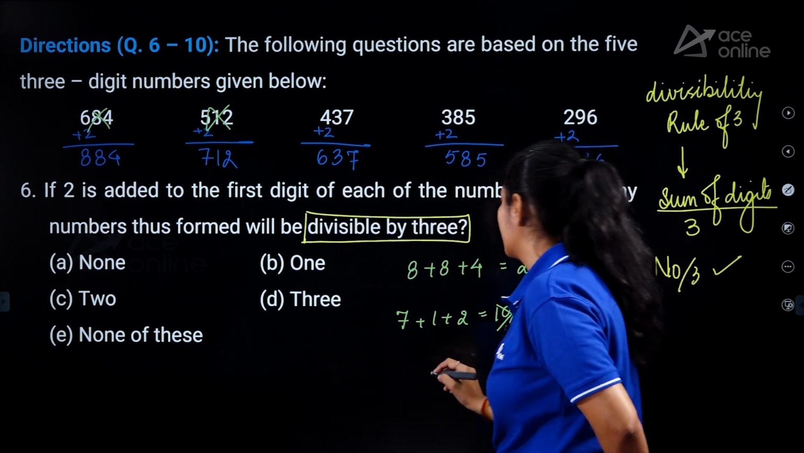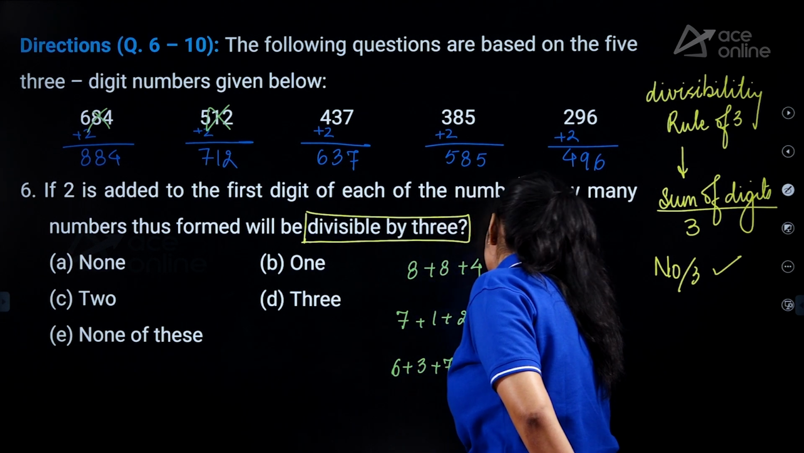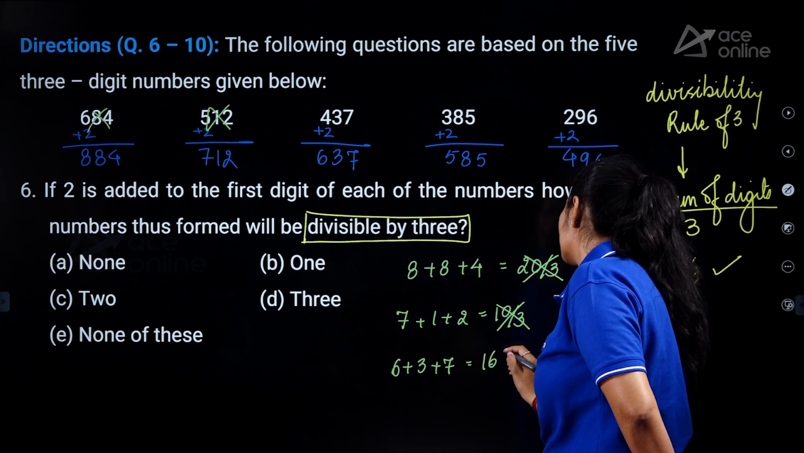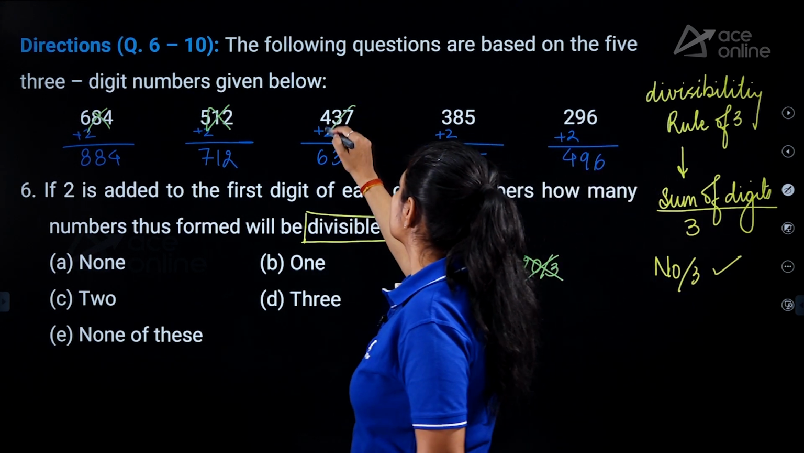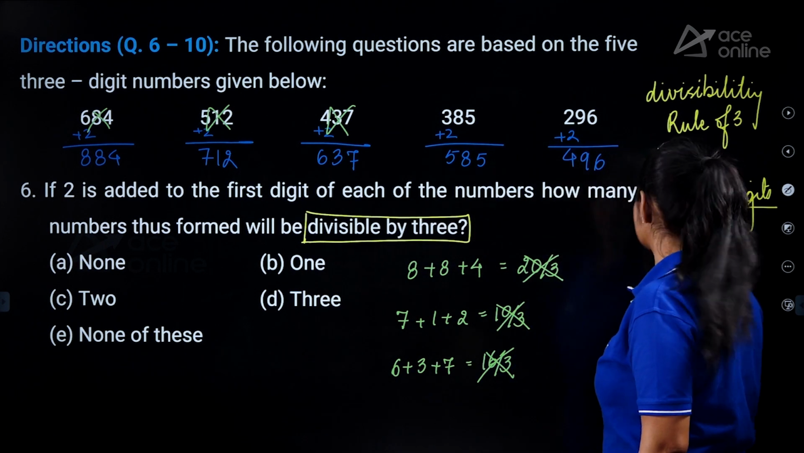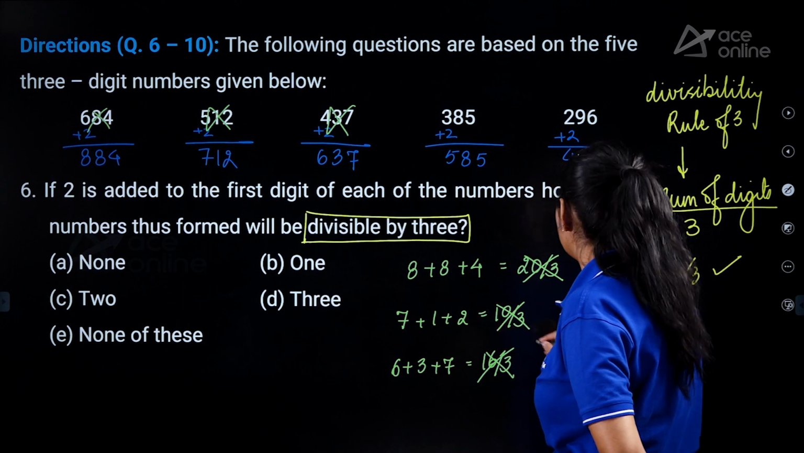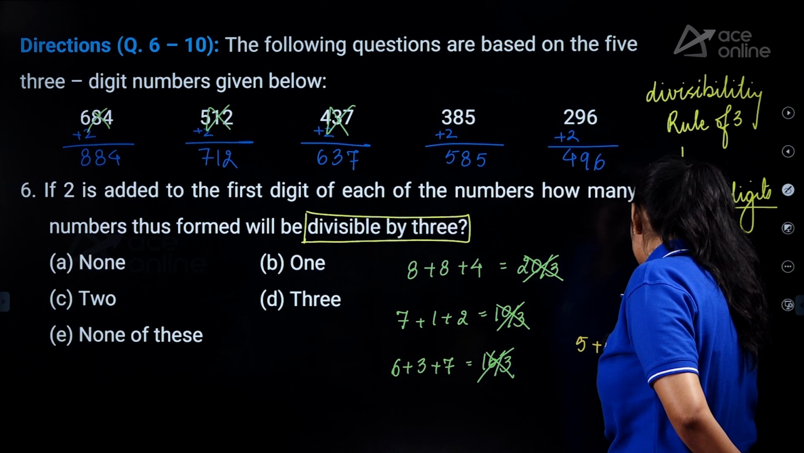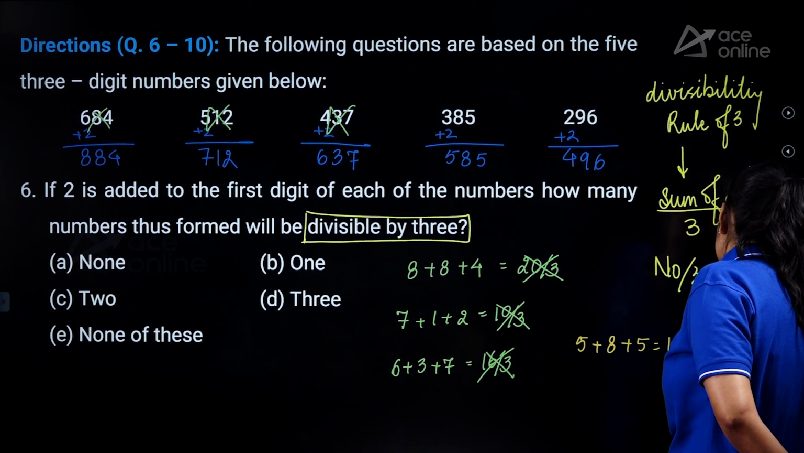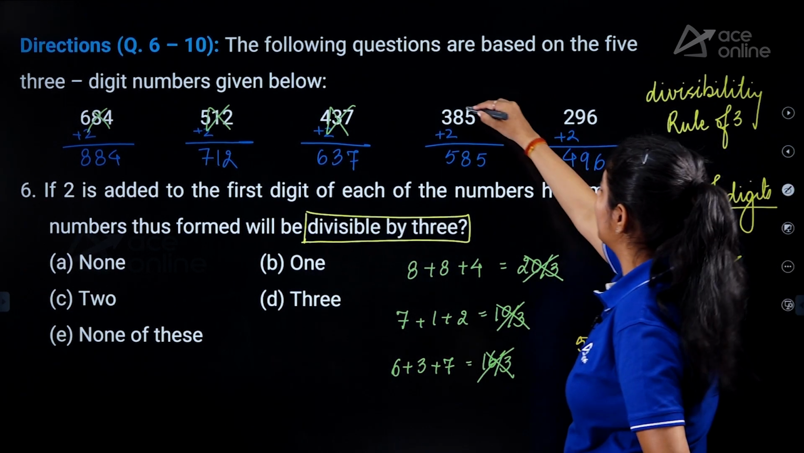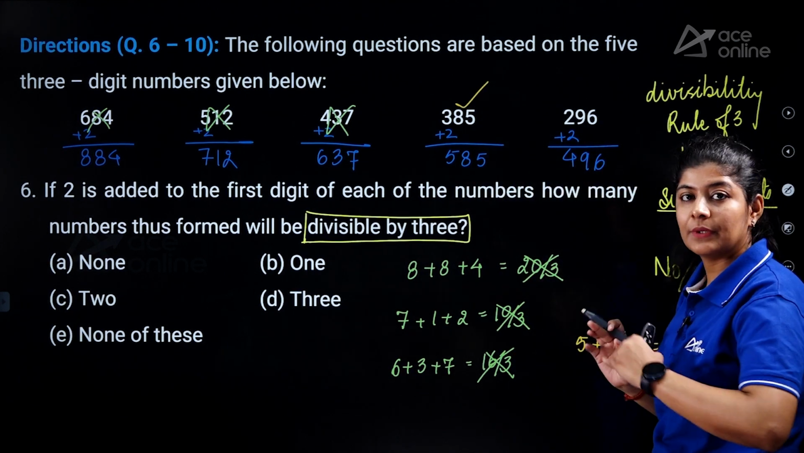Next, 6 plus 3 plus 7. Here we are getting 16, and we know that 16 is again not divisible by 3. So this number is also eliminated, right? Next number is 585. 5 plus 8 plus 5 is nothing but 18, and we know that 18 is divisible by 3. So this is the only number we have got till now which is divisible by 3.